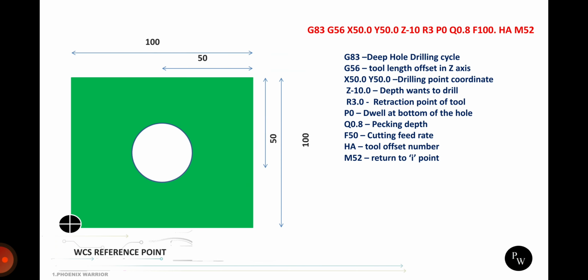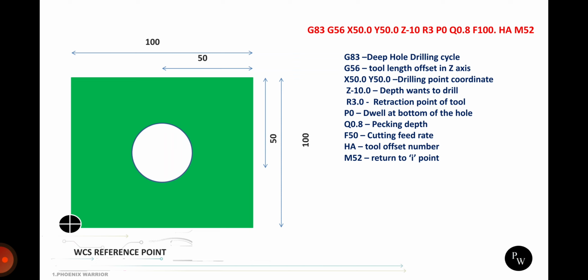This is the command for the peck drilling cycle. G83 is the deep hole drilling cycle or peck drilling cycle command. After that, G56 is the positive direction, X50 and Y50 where we want to make a hole, and Z minus 10, actually minus 12. Minus 10 is how much depth we want to make the hole. R3 is the retraction point. After that, P0 is the dwell time at the bottom of the hole, and Q is the pecking depth, 0.8 mm. Each and every peck goes 0.8 mm deeper into the depth of the hole.